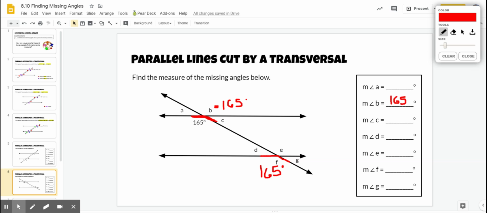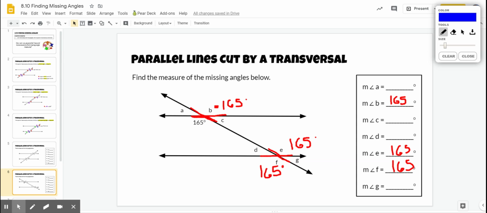Okay. Which angle is corresponding to angle B? You should have said angle E. And you could also remember that here, angle F and angle E are also vertical angles. Okay, so we've got our first set of angles here. Let's go ahead and add them to our chart. 165, F is 165.